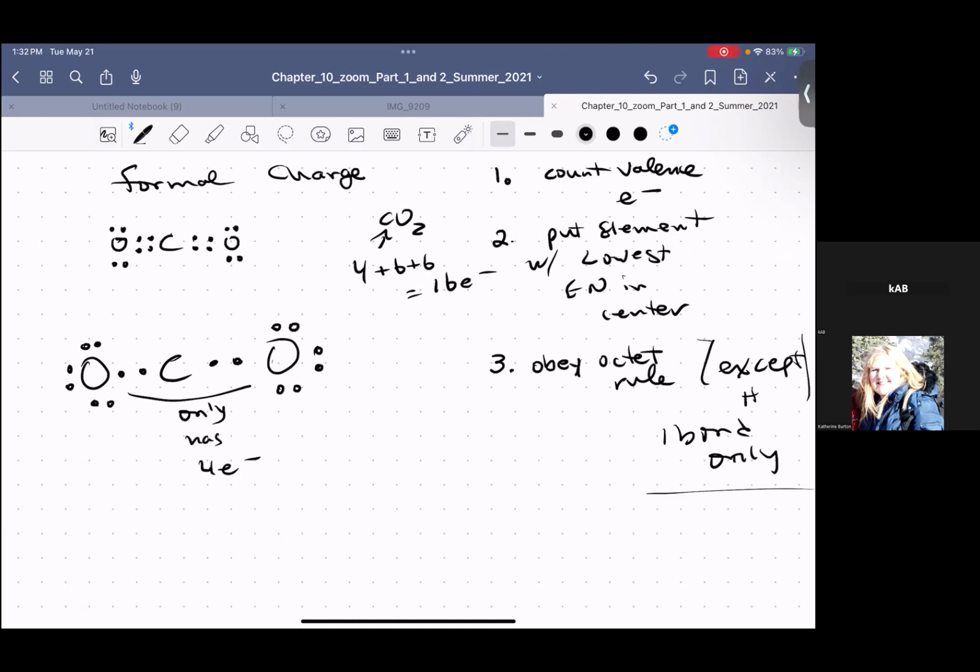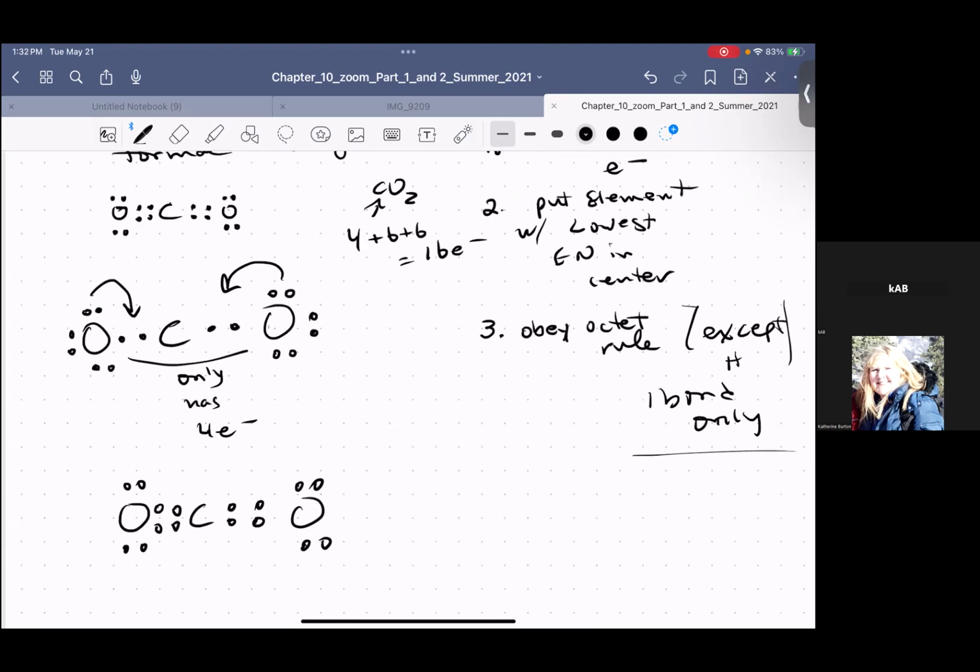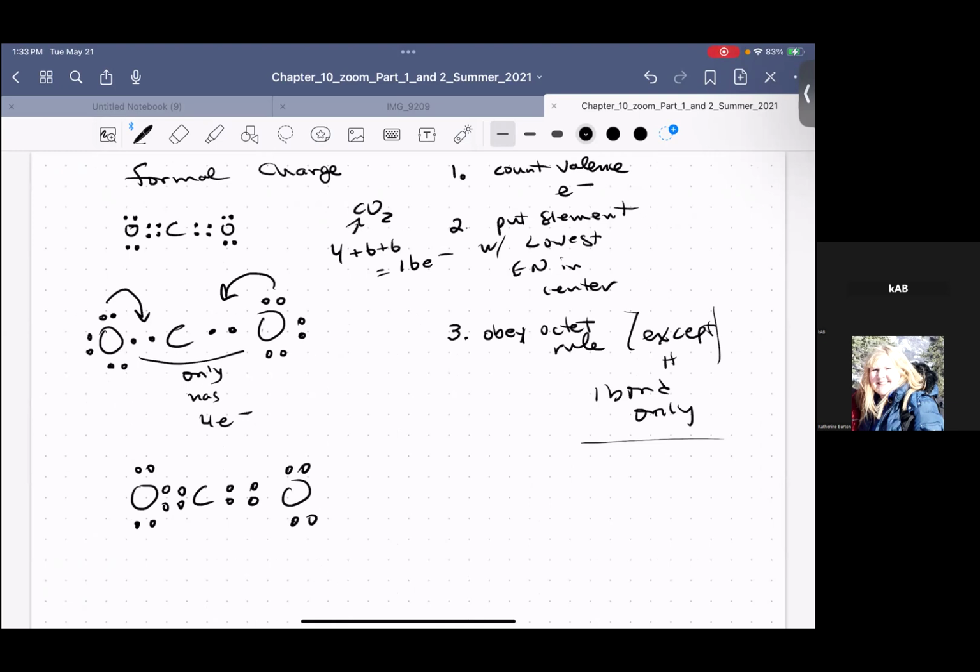It needs 8, so we're going to bring some pairs in. And when we bring our pairs in, we get the structure right here. We love the symmetry on this one. It gives us nice even sides, and this is the correct structure of carbon dioxide, and it has 0 formal charges. This has a 0 formal charge for each of these elements. Now, 0 formal charge means we've got the best possible electron distribution. Formal charge, I'm going to shorthand as FC.